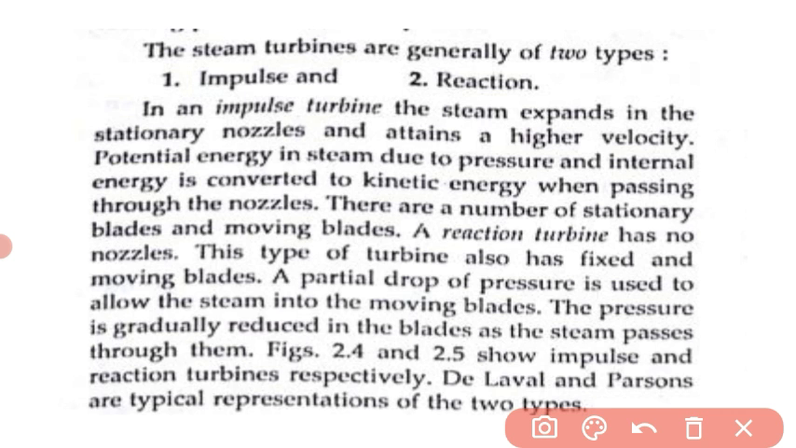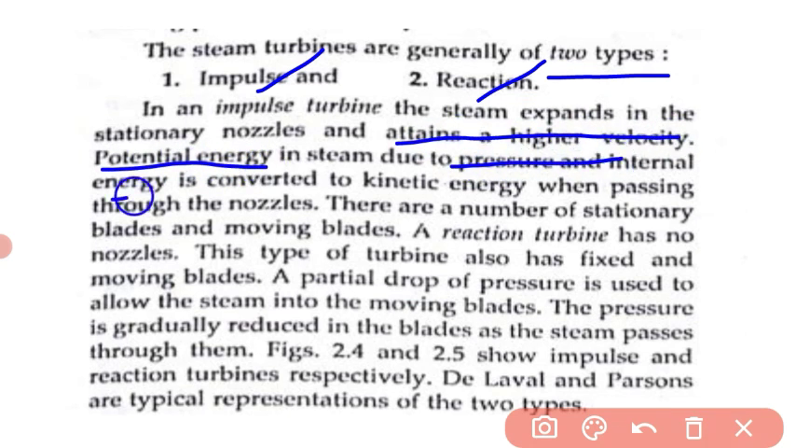types. Generally there are two types. One is impulse and the other one is reaction. In impulse turbines, the steam expands in the stationary nozzles and attains a higher velocity. The potential energy in steam due to pressure and internal energy is converted to kinetic energy.